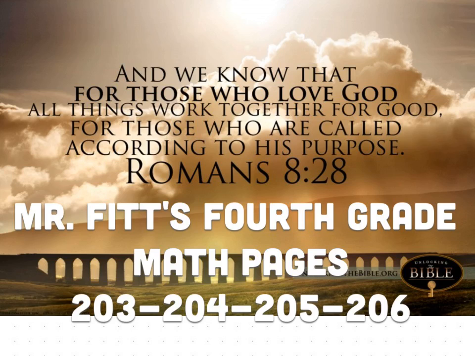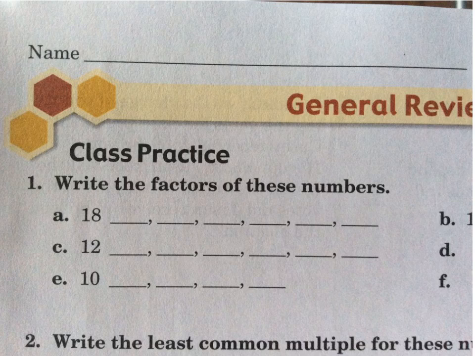Okay, we'll look at 203 at the top, class practice right away. The first thing they're asking us to do is write the factors for these different numbers. We have 18 to start with. I always like to do the two easiest ones first, 1 and 18, because you know 1's going to go into anything, and then the actual number.